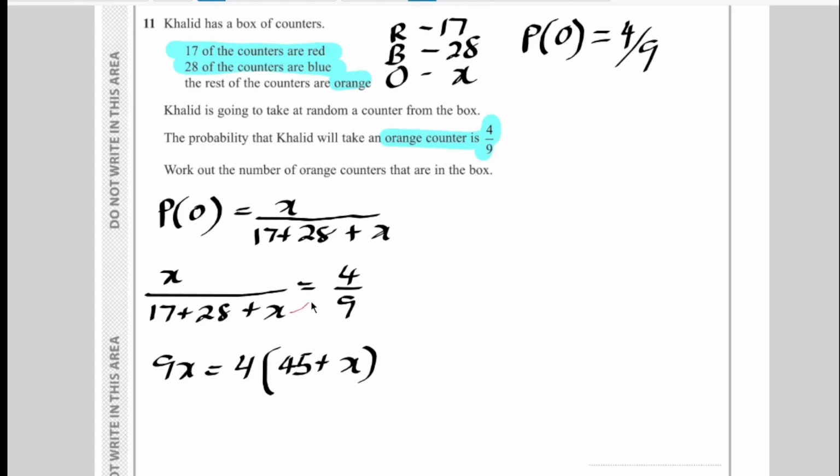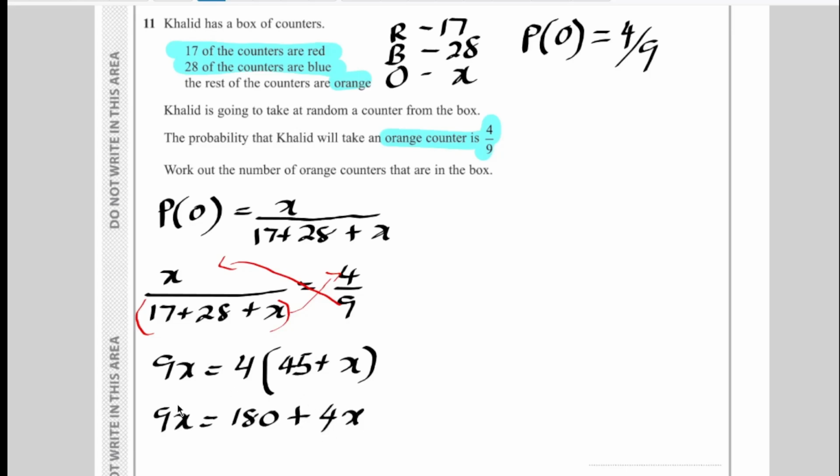So this one comes here, this one comes here. When bringing this one, please apply brackets. So we are cross multiplying, but apply brackets. Afterwards, 9x is equal to 4 into 45, which becomes 180 plus 4x.